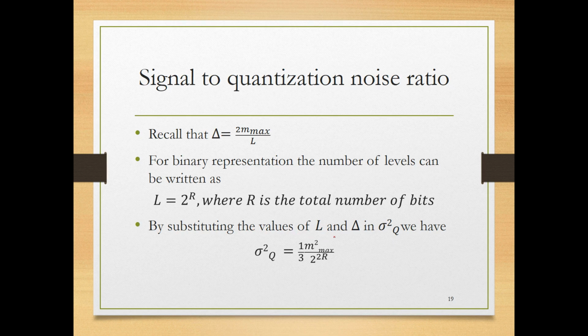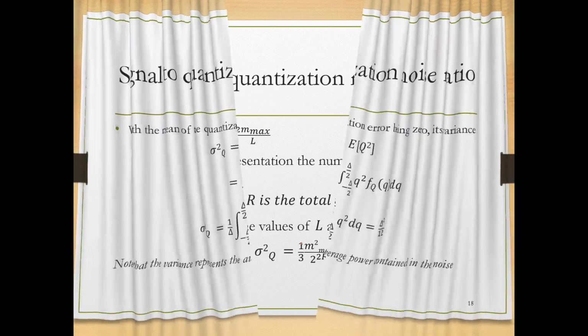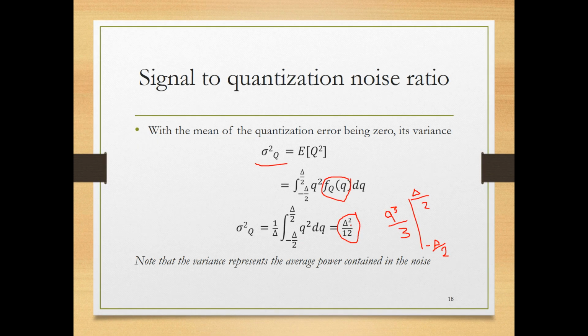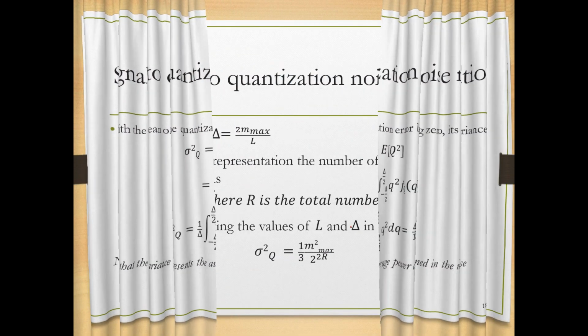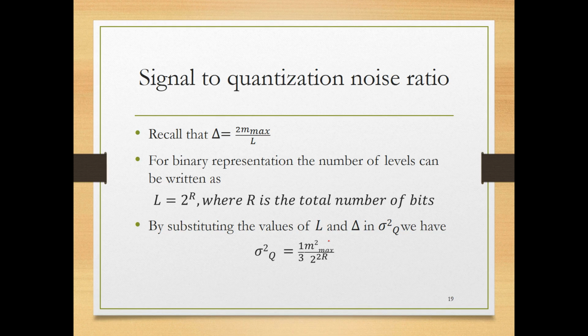By substituting the value of L and delta in sigma square, we get sigma square, the variance, is equal to this. What did we do actually here? You remember with me here? Here we got delta square over 12. I just replaced delta by its value, which is equal to 2 M max over 2 to power r. Yes? And this is the value. I didn't do anything, it's still equal to delta square over 12. But what did I do? I just replaced delta by this.